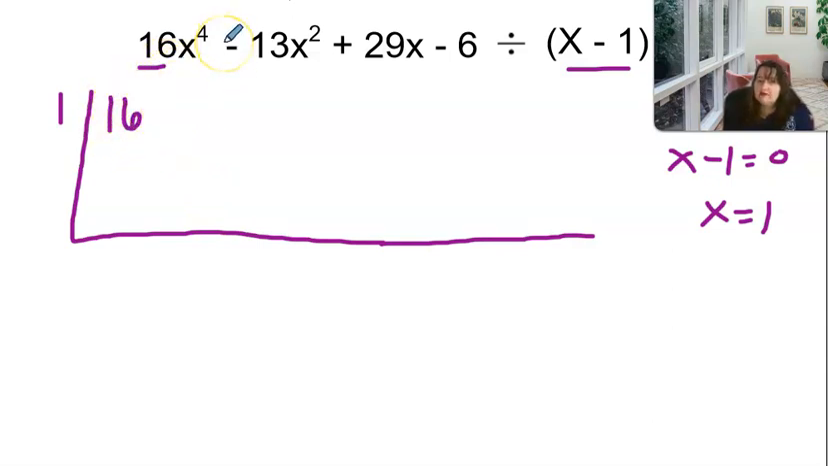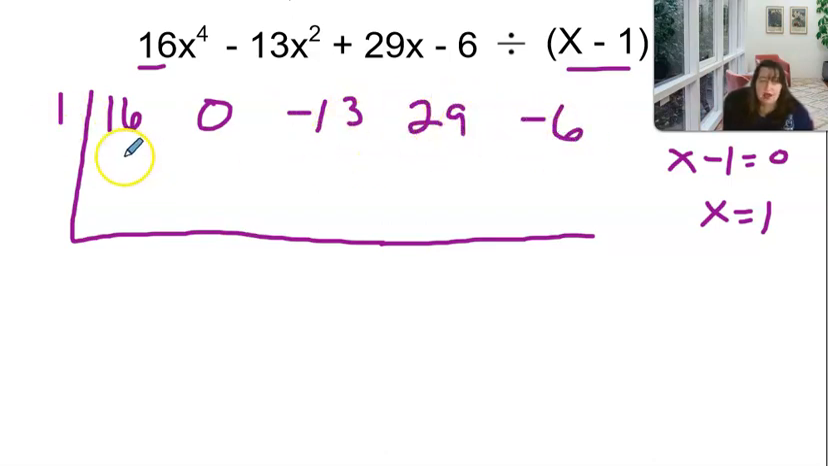I don't have an x cubed, so I have to put a 0 in its place. I still have to count it. I just have to put a 0 there. So now I have a negative 13, a positive 29, and a negative 6. So let's see what happens now.